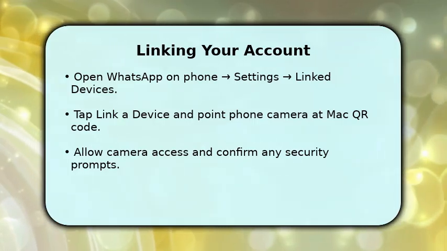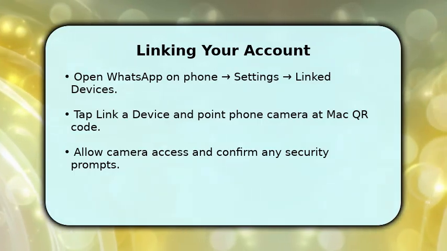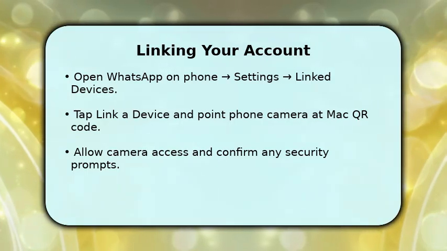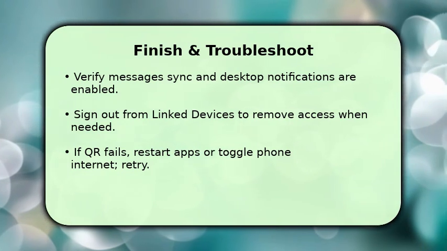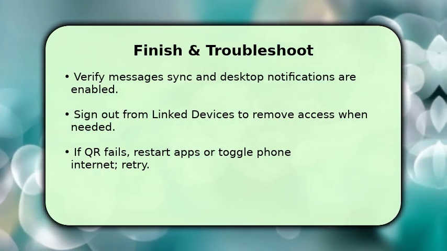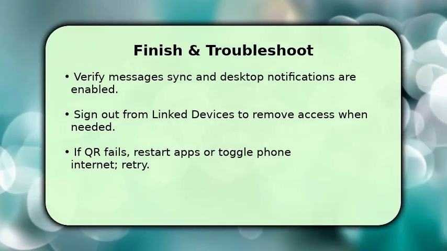If prompted, confirm any device authorization notices on your phone. After pairing, WhatsApp syncs recent messages so you can continue conversations on your laptop. To finish, verify that messages appear on the Mac and enable desktop notifications if you want alerts. You can manage linked devices from your phone anytime to sign out or revoke access for security.